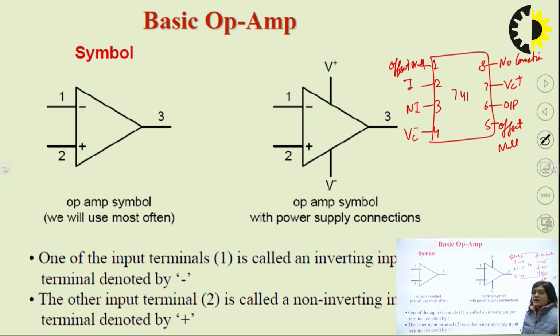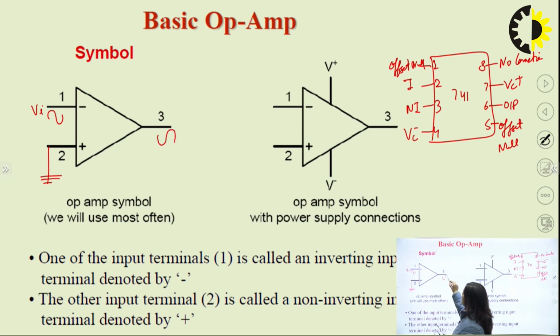So here pin number 2 is for the inverting input, and pin number 3 is for the non-inverting input. So these are the symbols for the Opamp. If we want to make an inverting amplifier, inverting means if I give VI input at this negative terminal, and I ground this positive terminal, then the output will be in inverted form. So this is the inverting amplifier.